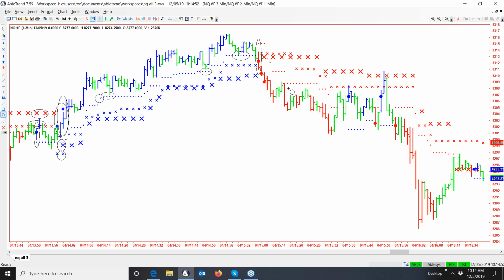The red X's and the red dots, here's the 1 minute resistance, tends to block the price from going higher. Here's the 2 minute resistance. There's the 3 minute. Smaller X is the 2 minute, bigger X is the 3 minute. The same way, 1 minute support, 2 minute support, 3 minute support. It's all blue, great. Now we wouldn't get in here. We want to get into the beginning of the trend.